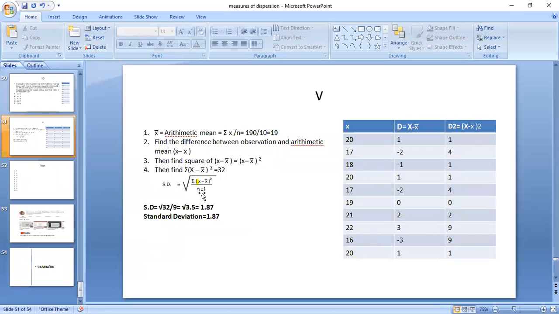In the last step, we will put these values in the formula: the summation of x minus x bar whole squared is equal to 32, and n is equal to 10, so n minus 1 is equal to 9. If these values are put in the formula, we will get the value of 1.87. So this will be the correct option.